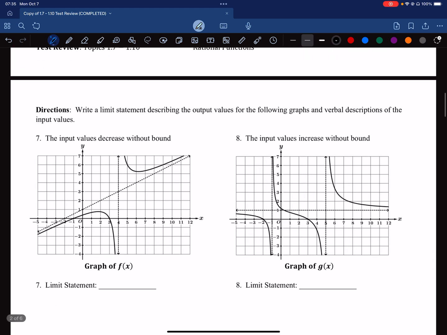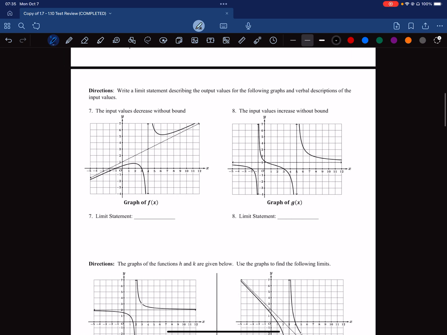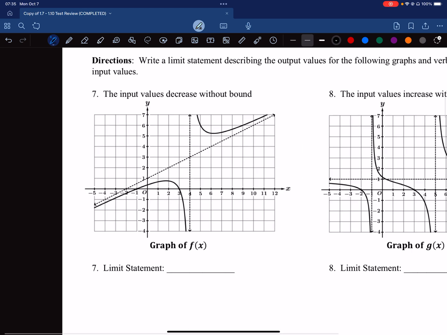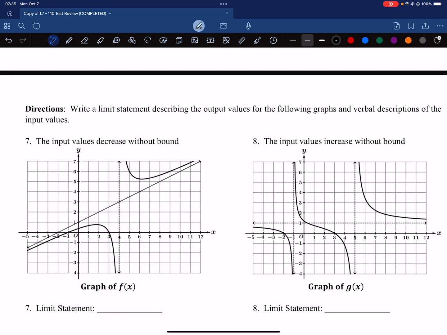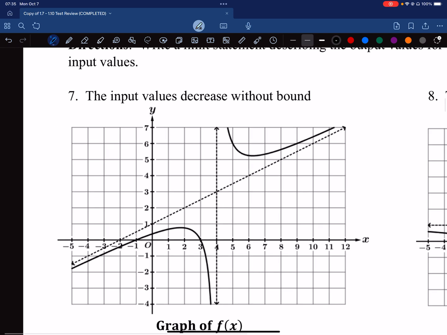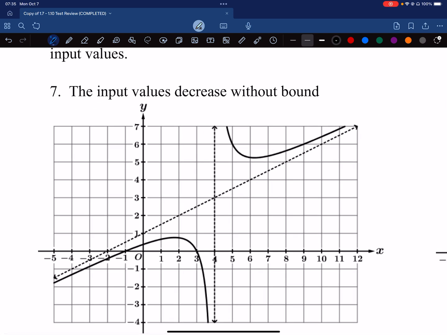You will use that anytime it's asking about end behavior or horizontal asymptotes. Now on the next page, this is where you have to make sure that you're only writing what it asks for. Let's take a look at number 7. First, let's read the directions: write the limit statement describing the output values for the following graphs and verbal descriptions of the input values. So you're only writing what it asks for.